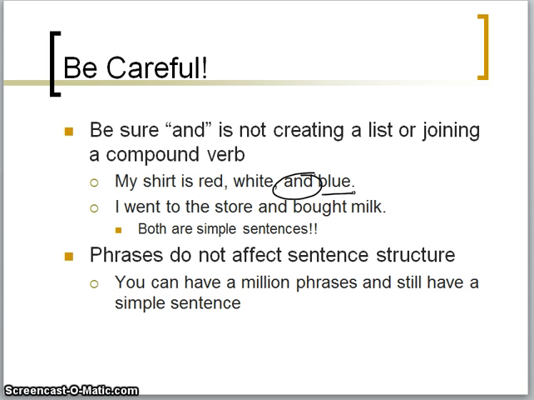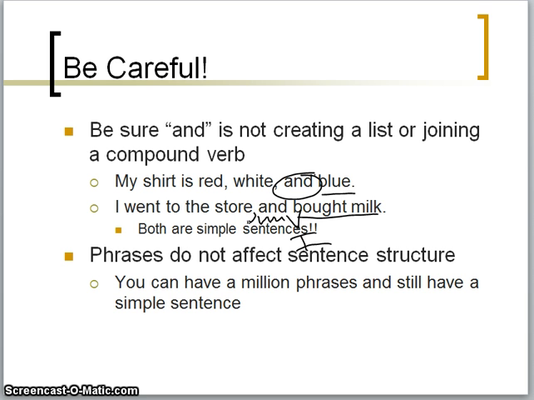Or in this second example, I went to the store and bought milk. I have the word and, but bought milk isn't a complete sentence. So it's a simple sentence with a compound verb, technically. But if I were to add a subject in there, I went to the store and I bought milk, then it's a compound sentence because now I have a subject on both sides of the conjunction. I would have to add a comma there though.